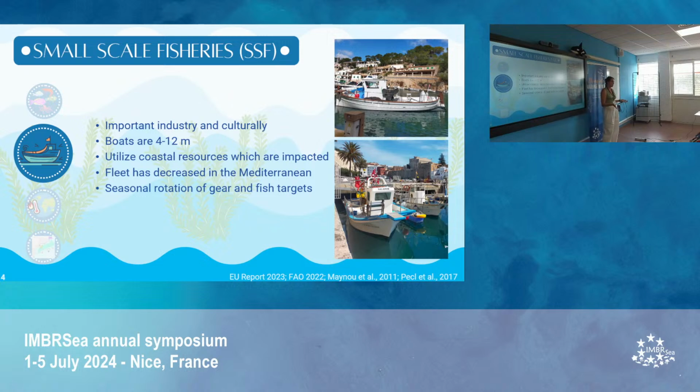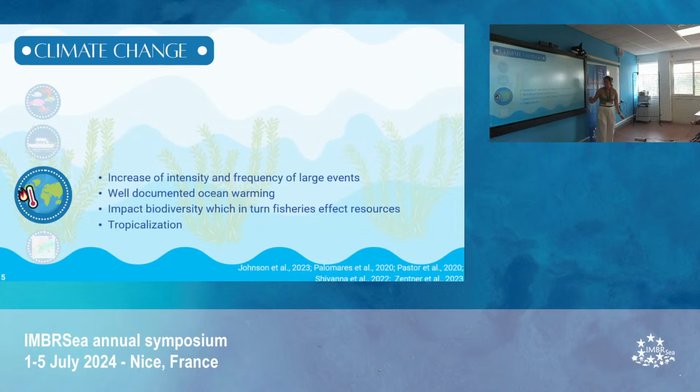Because of these impacts, the fisheries resources can be declining, causing the fleet to decline, especially in the Mediterranean where I did my study. These fishermen have a seasonal rotation of gears, giving them the ability to fish multiple species, so being able to have many species within their landings, and therefore biodiversity, is very important.